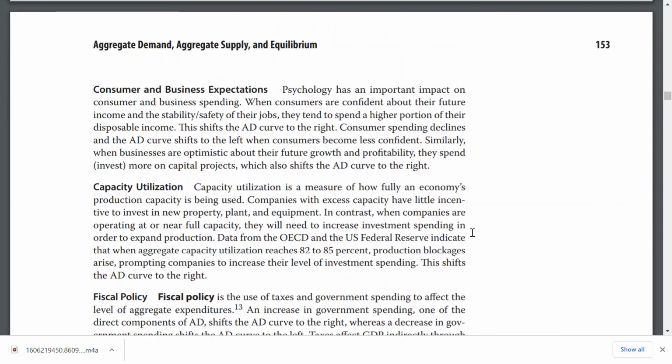Consumer and business expectations. Psychology has an important impact on consumer and business spending. When consumers are confident about future income and the stability and safety of their jobs, they tend to spend a higher portion of their disposable income. This shifts the AD curve to the right. Consumer spending declines and the AD curve shifts to the left when consumers become less confident. Similarly, when businesses are optimistic about their future growth and profitability, they spend or invest more on capital projects, which also shifts the AD curve to the right.